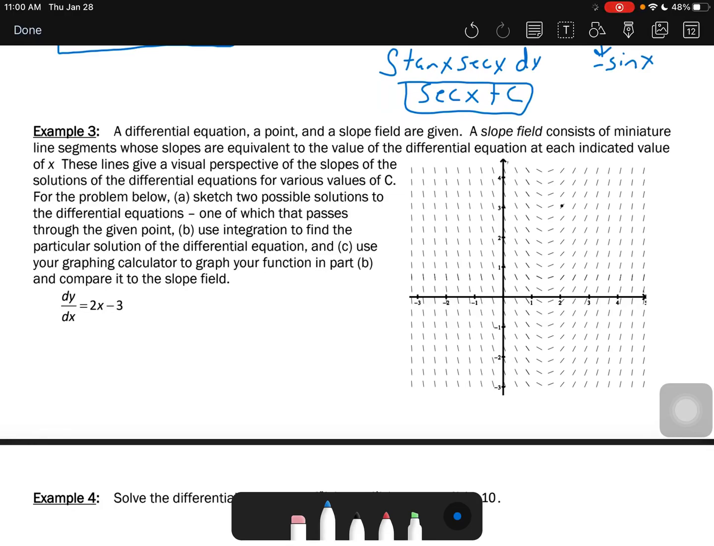Hey, Calc class, we're going to continue on in our 4.1 notes working with integration. And part of this lesson is going to be introducing what a differential equation is. Basically, it's just an equation that represents the derivative of some function y.